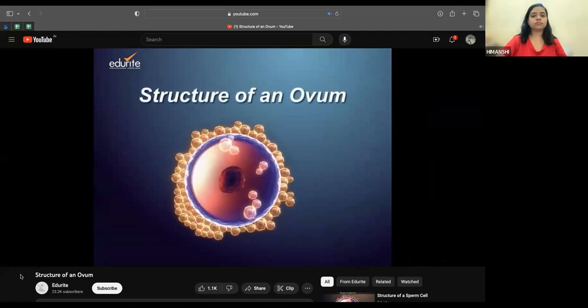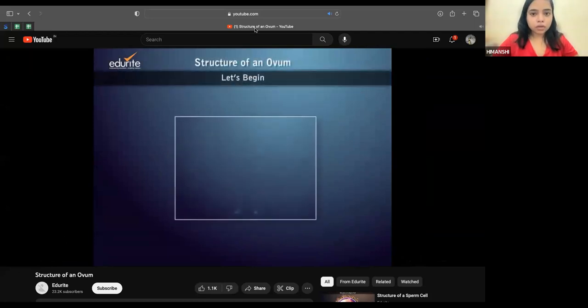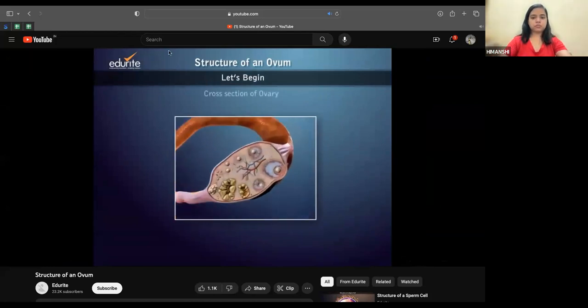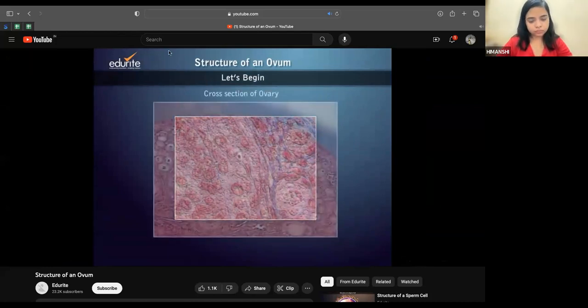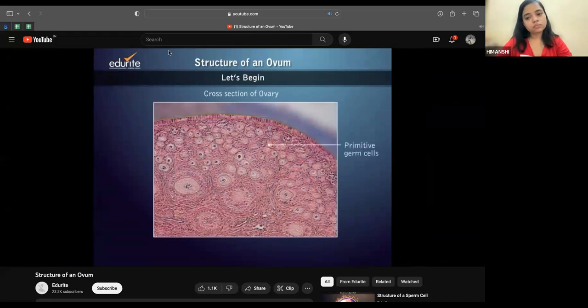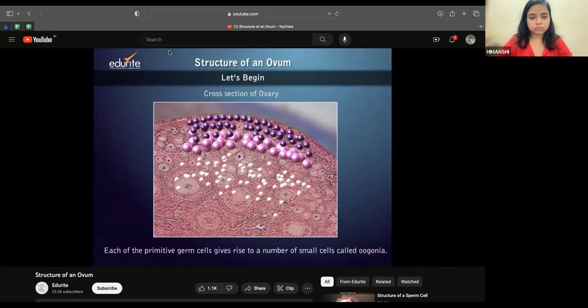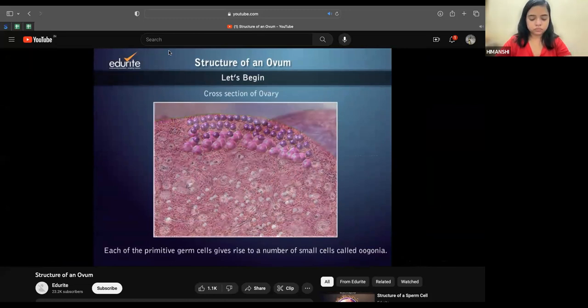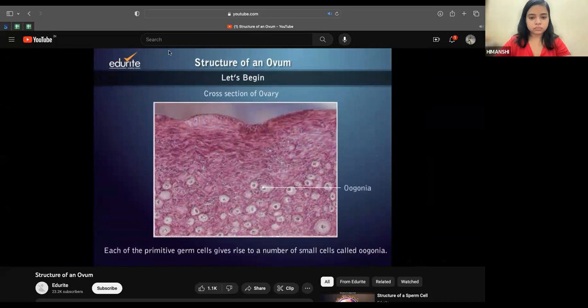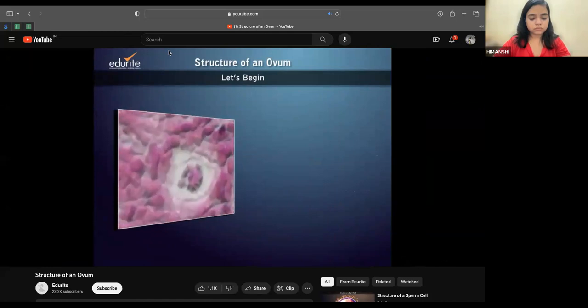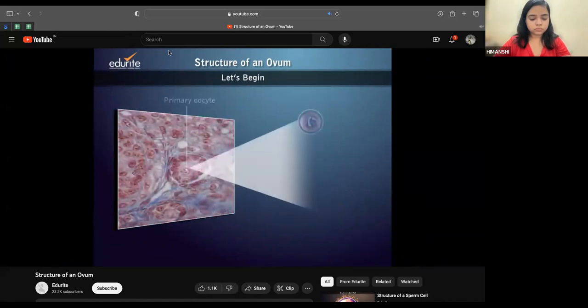Structure of an ovum. Ovum is the mature female gamete which develops from the primitive germ cells embedded in the cortex of the ovaries. Each of the primitive germ cells gives rise to a number of small cells called oogonia through repeated divisions and growth. Oogonia develop into primary oocytes and then into mature ova.